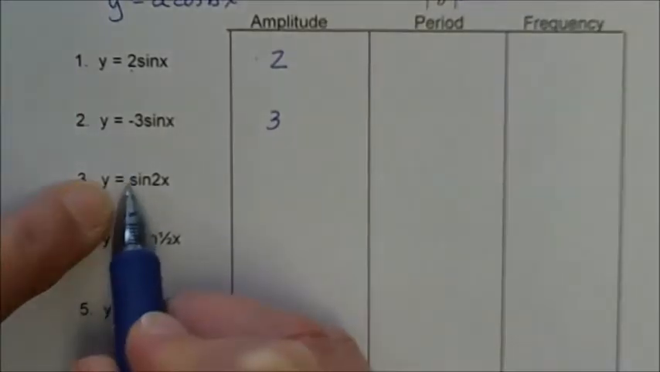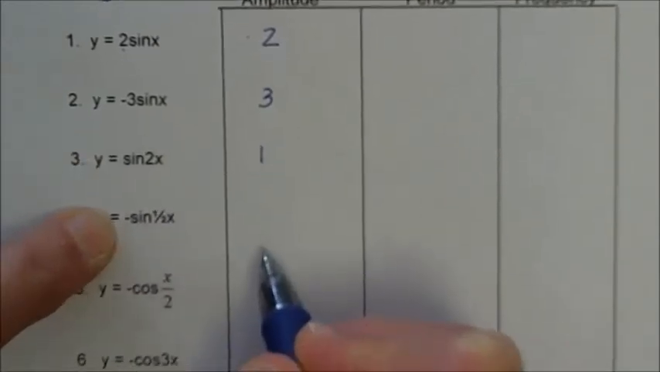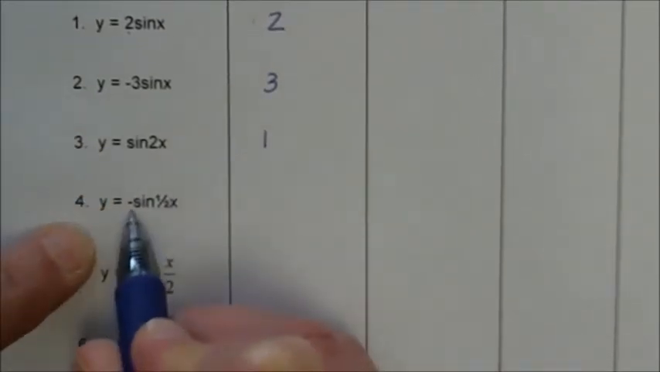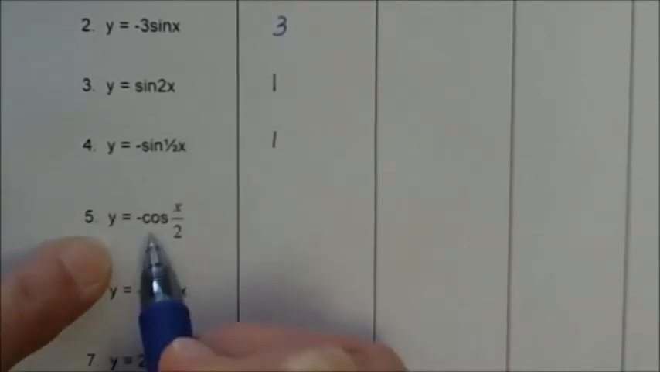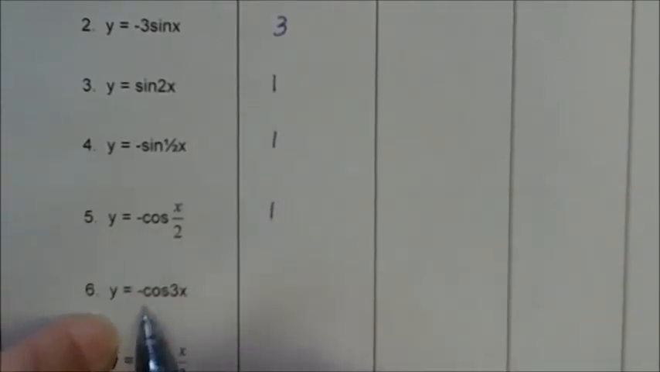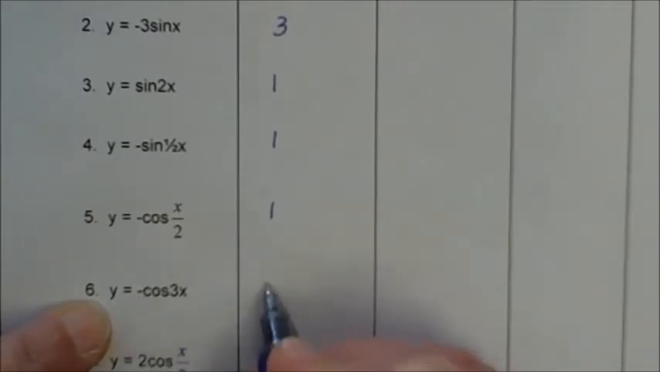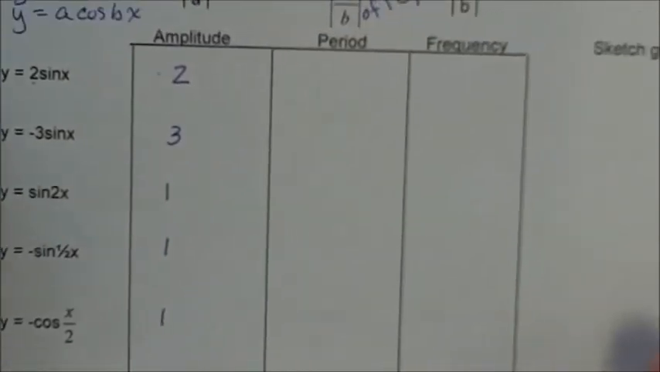Number 3, what's in front of sine here? If there's nothing there, there's a 1. The coefficient of sine here is 1. Absolute value of 1 is 1. The a value here is -1, but the absolute value of -1 is 1. And number 5, the absolute value of -1 is 1. 6, a value is -1, its absolute value is 1. And 7, our a value is 2, absolute value of 2 is 2. So amplitude is always going to be positive.